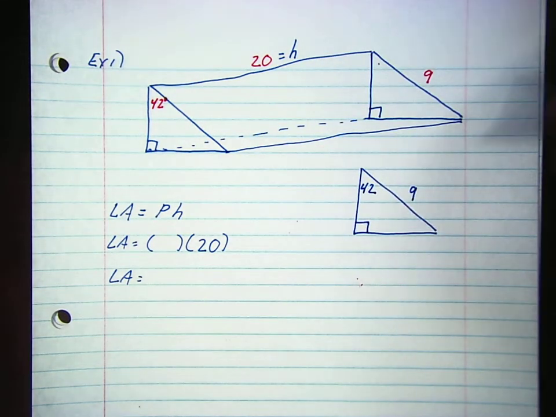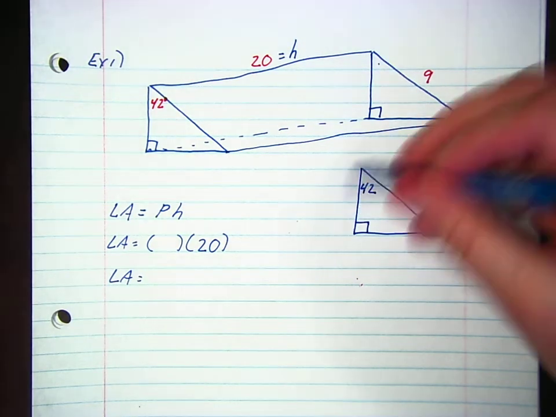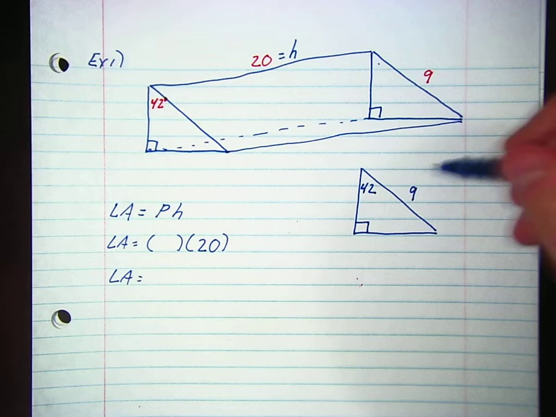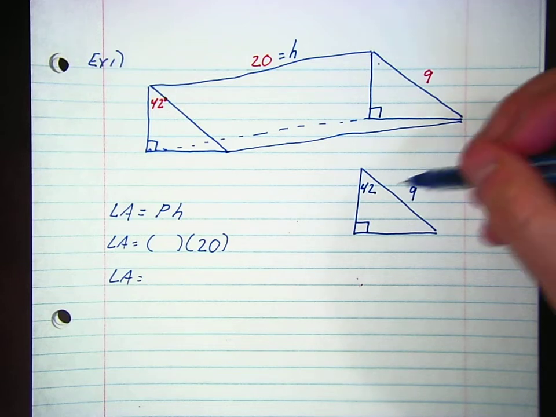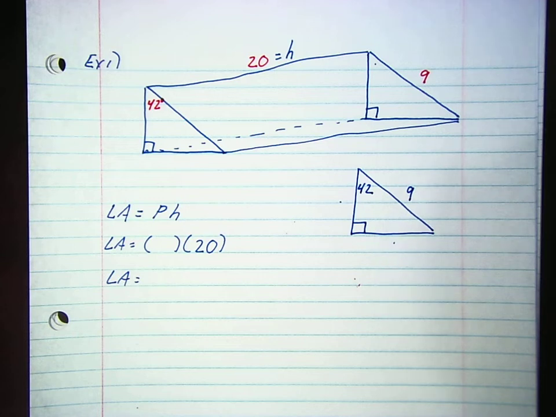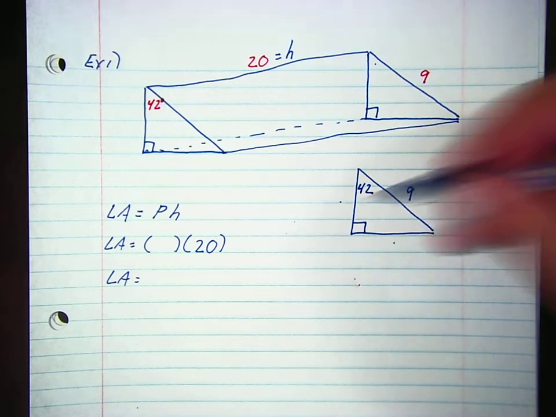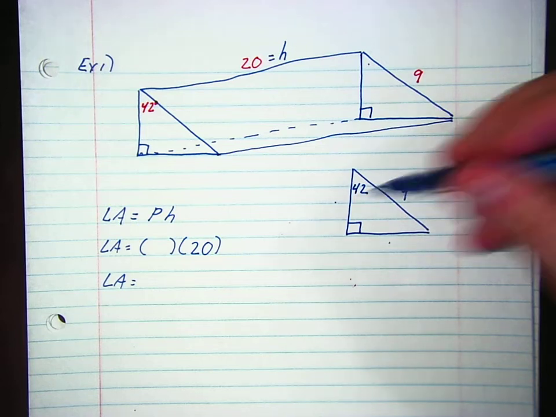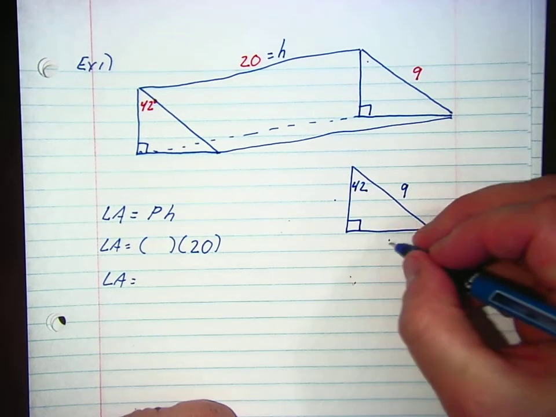Okay, now I've got to find the perimeter of this figure. Remember, perimeter means add up all the sides of the base. So I need all 3 sides. I need to know that, I need to know that, and I need to know that, and then I can add them to get perimeter. I don't have these two. So I'm going to do trig, and I'm going to find them. So you can call one of them X, one of them Y. You can call whatever you want. I'm going to call this one X.